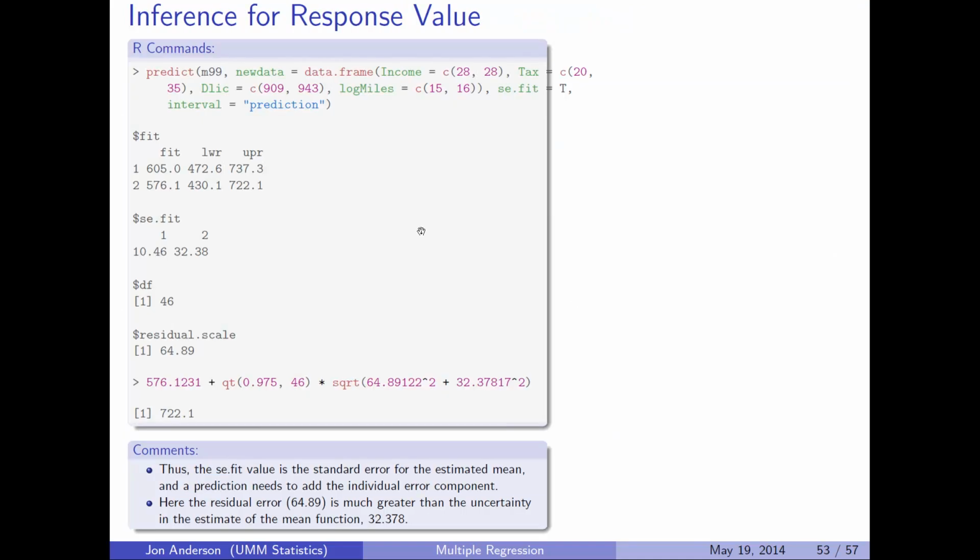If you want to estimate an individual response value like fuel consumption in a particular state with state characteristics, you can do it with the predict command interval prediction option. And here I'm thinking about two separate states, one with income characteristics 28, tax 20, DLIC 909, and log mileage of 15, whatever state that is.